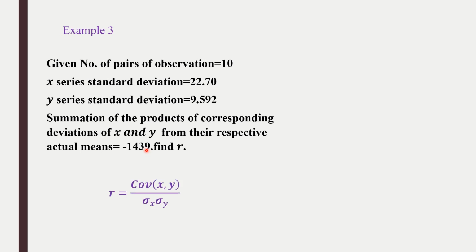So now we know that R is equal to covariance of X comma Y upon sigma X sigma Y. Sigma X is known, sigma Y is known. Covariance has to be calculated. So covariance formula is 1 by n summation of X minus X bar into Y minus Y bar. Even this is given as summation of the product of the corresponding deviations of X and Y. Deviations means how much X minus X bar is called as a deviation of X from X bar. This is also given. So we can calculate covariance and then substituting everything in the formula for R.